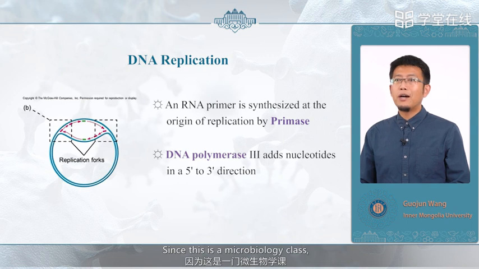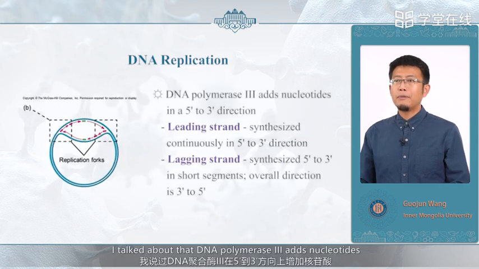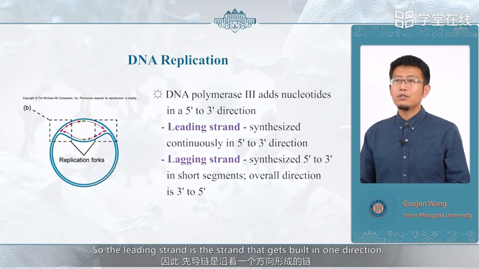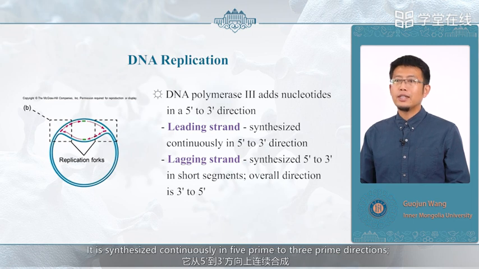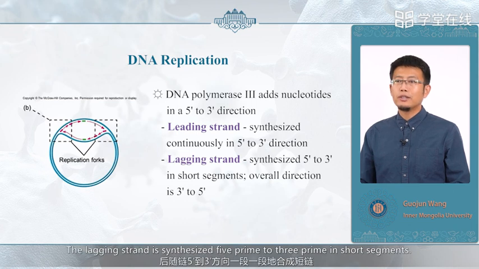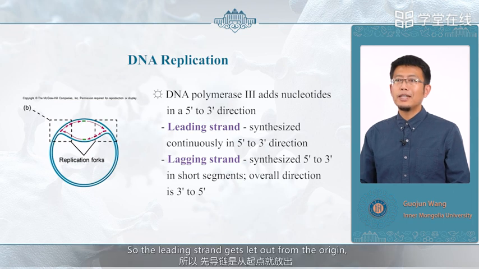Since this is a microbiology class, I do not like to get bogged down. However, I want you to understand the process. I talked about that DNA polymerase III adds nucleotides in 5' to 3' direction. So the leading strand is the strand that gets built in one direction. It is synthesized continuously in 5' to 3' direction. The lagging strand is synthesized 5' to 3' in short segments. So the leading strand gets let out from the origin, whereas the lagging strand is coming up from behind.